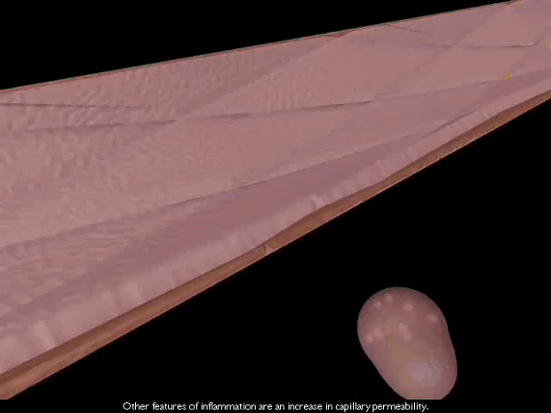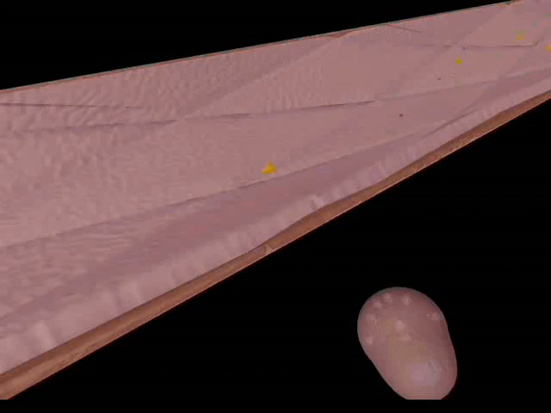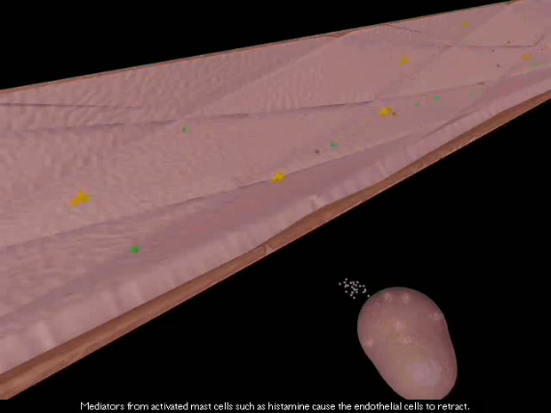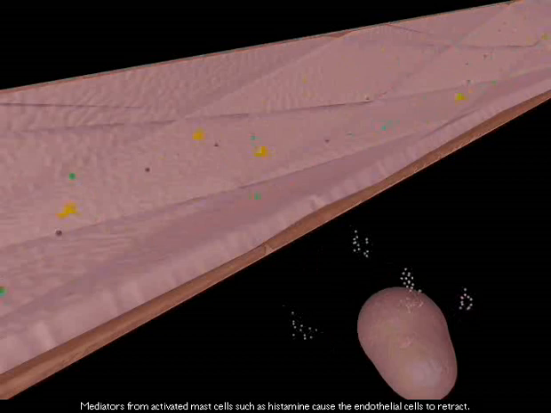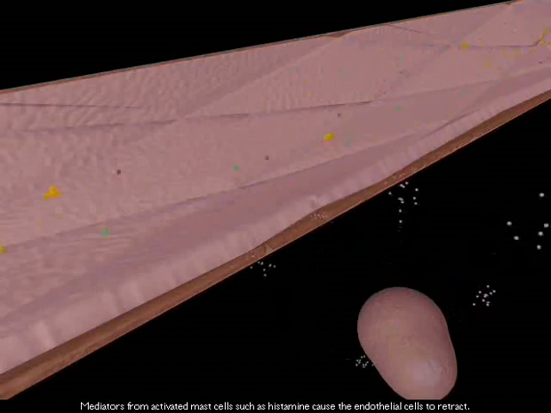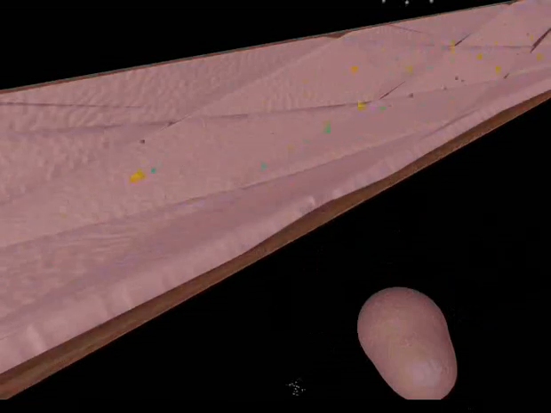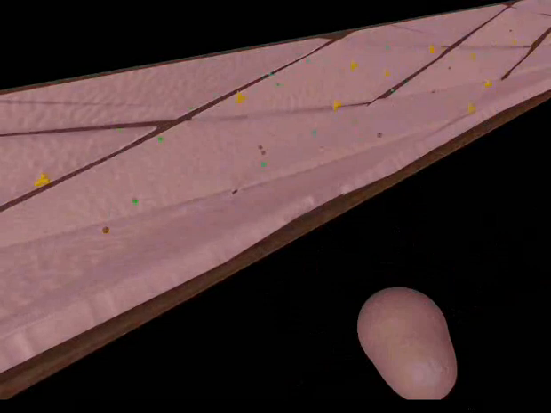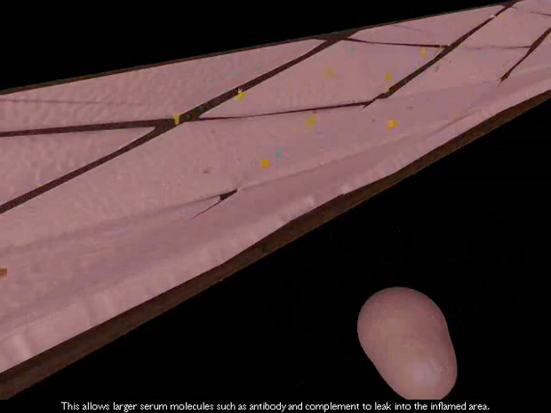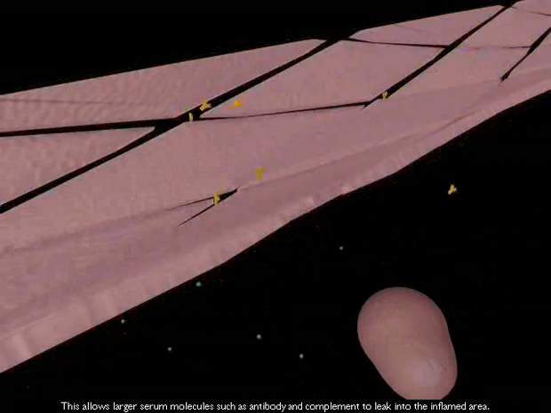Other features of inflammation are an increase in capillary permeability. Mediators from activated mast cells, such as histamine, cause the endothelial cells to retract. This allows larger serum molecules, such as antibody and complement, to leak into the inflamed area.